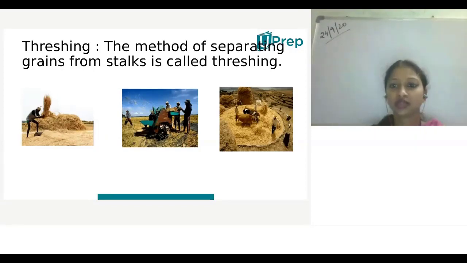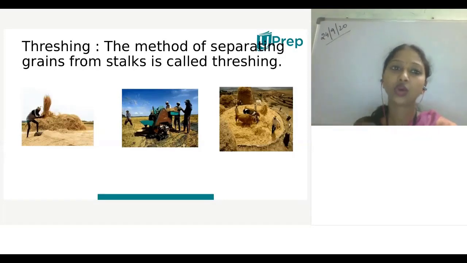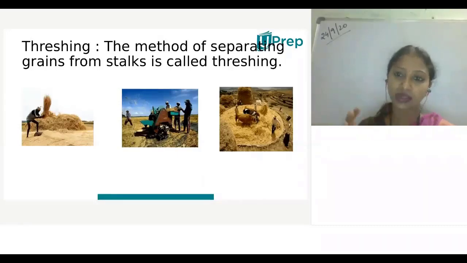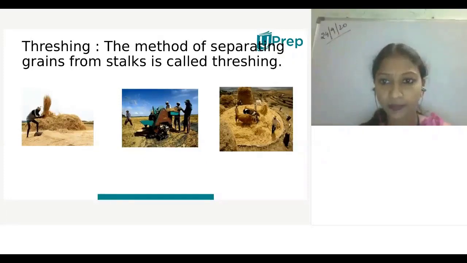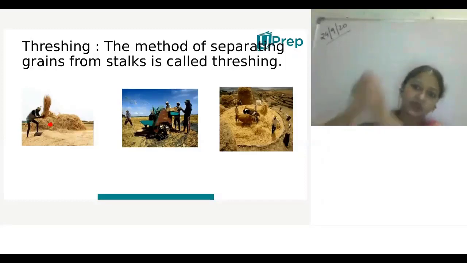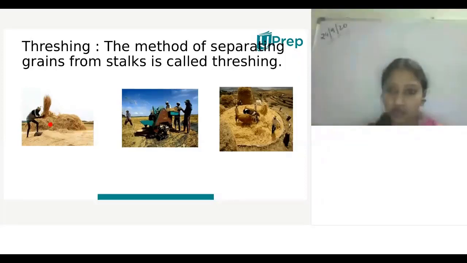Threshing: the method of separating grains from the stalk is called threshing. After harvesting, what will we do? They take the stalks, let them dry, and keep big huge blocks. Yes or no? Huge blocks. After they are completely dried, one way is manual. You can see here how the person removes the grains from the stalk by beating it on the floor or spreading it, and the other way is with a machine.